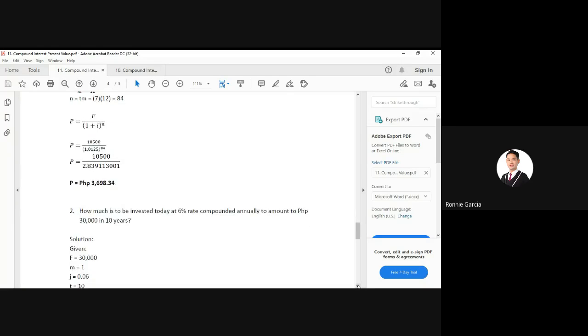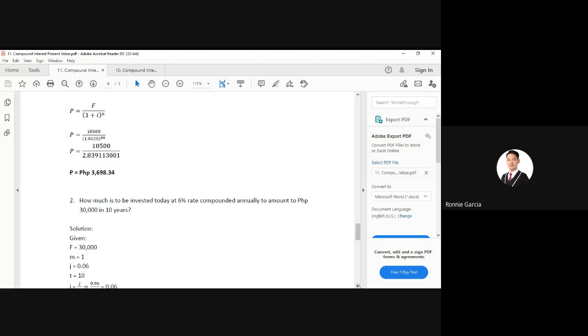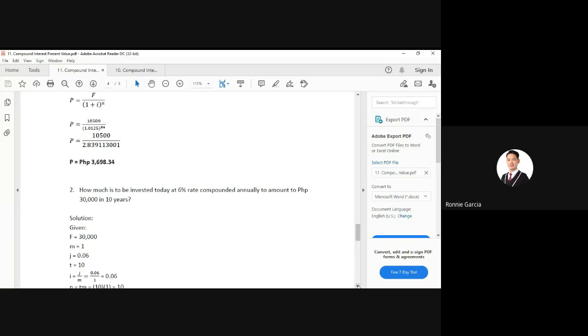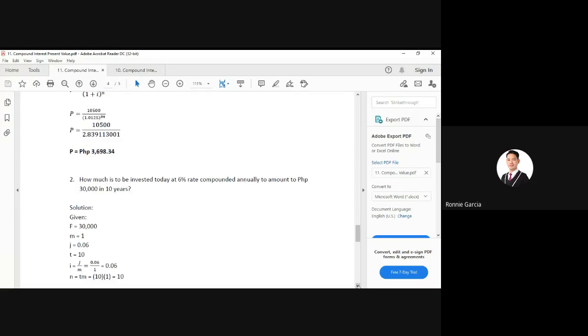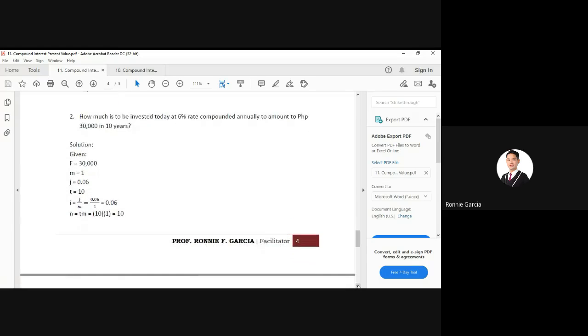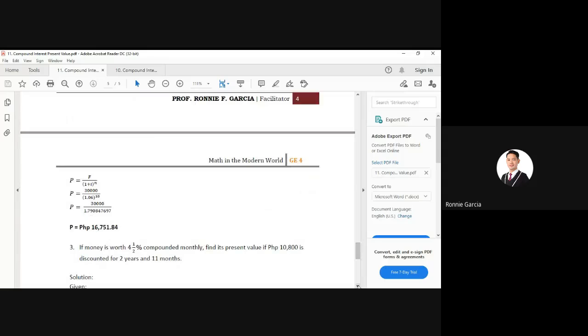So 30,000 is F, M is 1, 0.06 gihapon ang I because divided by 1 lang siya. T is 10 and then that is also the value of N kay 1 lang man pud siya. So multiplying all those numbers, we have 16,751.84. So the other examples can be accessed again using your Quipper. So I hope you have learned something about this one. Again, if you have some questions, please raise your question before mag-end ang atong meeting.